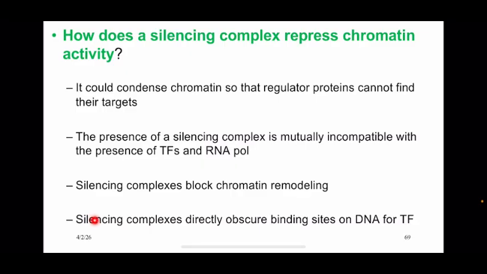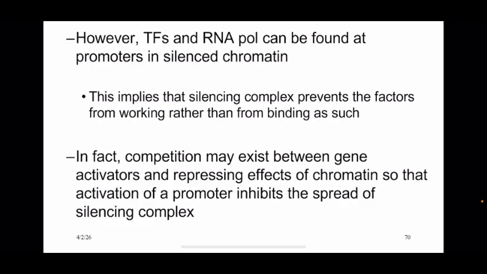And another way is the silencing complexes directly obscuring the binding sites on DNA. So it's either the chromatin is going to be condensed to prevent regulatory proteins from functioning, or competitive inhibition between the silencing complex and transcription factors and also RNA polymerase, or the silencing complexes blocking chromatin remodeling and also obscuring or blocking binding sites for transcription factors.